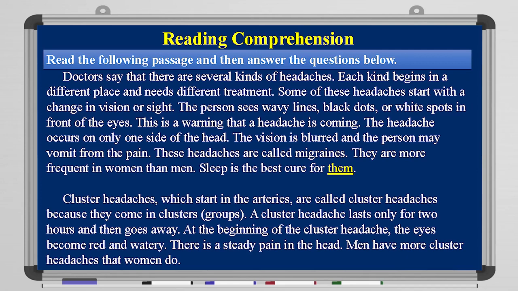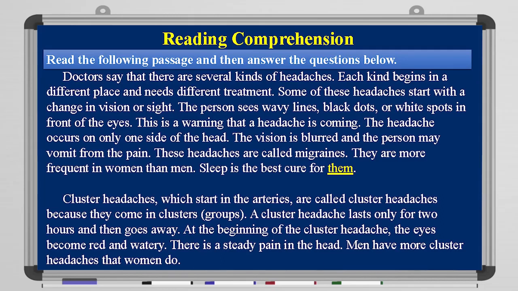Each kind begins in a different place and needs different treatment. Some of these headaches start with a change in vision or sight. The person sees wavy lines, black dots or white spots in front of their eyes. This is a warning that a headache is coming.